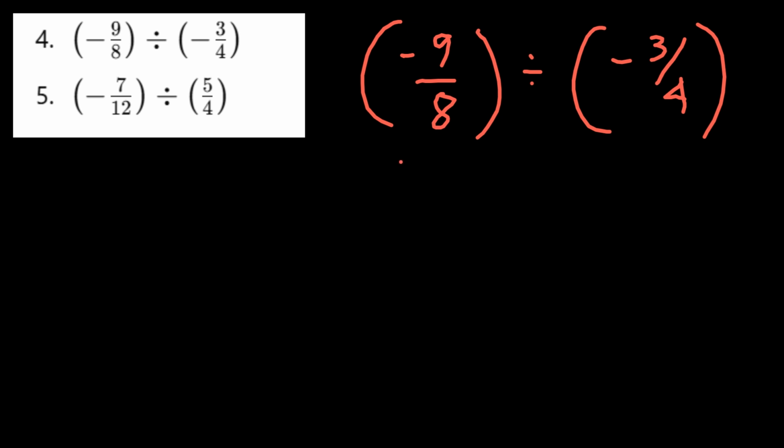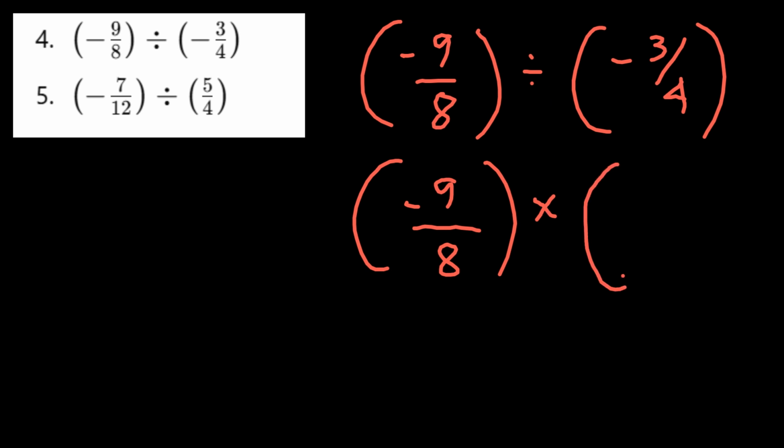Okay, so let's do it. Let's have, of course, the first in our acronym, which is K, keep. That means we will not change anything with negative 9/8. Then the second step is to change the division sign into a multiplication sign. And then we will flip, meaning we will have to change the position of negative 3 and 4. So it will become negative 4/3.